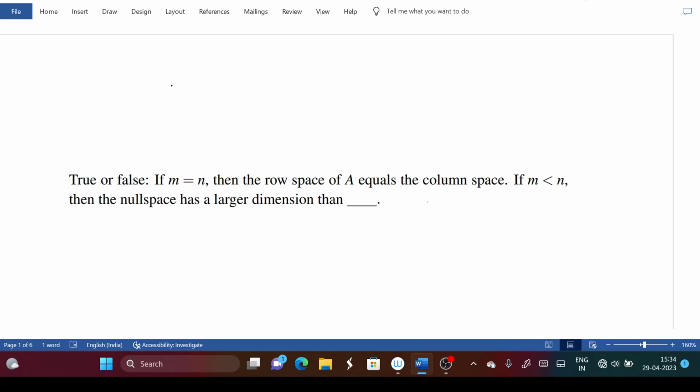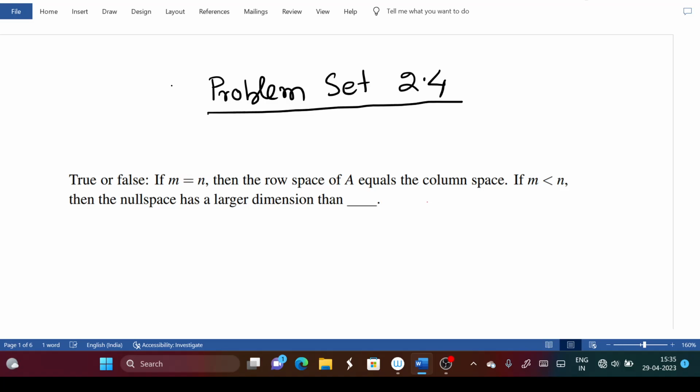Today we are going to discuss some of the problems of problem set 2.4 of the book Linear Algebra and Its Applications by Gilbert Strang. The purpose of this video is to enable its viewers to study different aspects of the four fundamental spaces of a matrix and their associated properties. So here this is our first question.